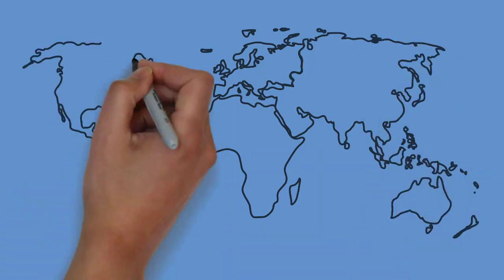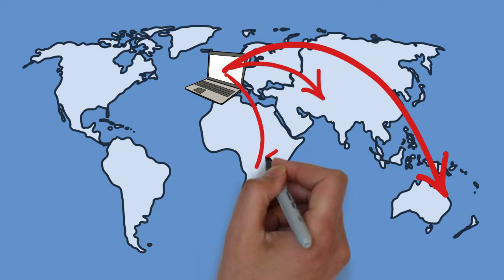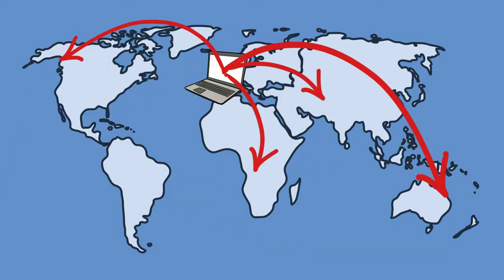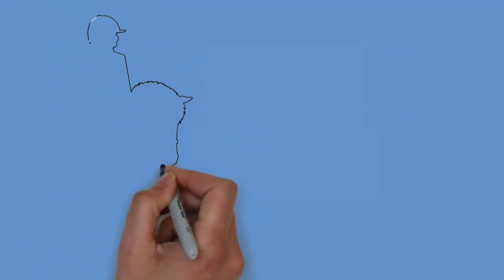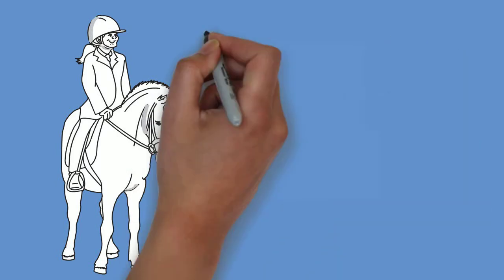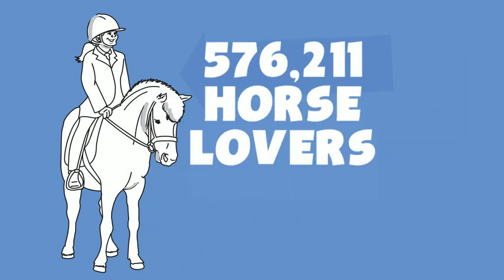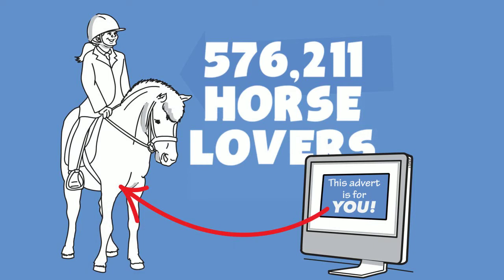Since the start of the internet, savvy business owners realized that by advertising online, they could offer their product or service to people already looking for what they sell. And by using LinkedIn and Facebook, for example, you could target just about any group of people you want by interest or job title. For example, maybe you want to sell a product to horse lovers. Right now, there are 576,211 people on Facebook who have put in their profile that they love horses. Your online advertising can now target those specific people and no one else.